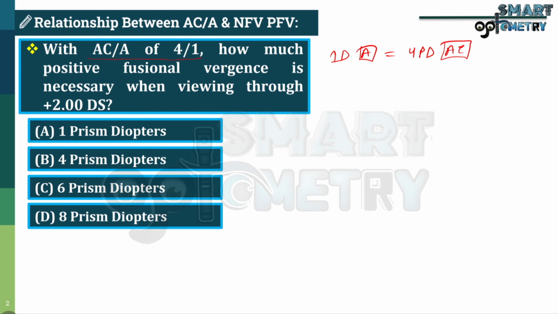Now here they are using a +2 diopter lens. If we give a +2 diopter lens, then it will relax 2 diopters of accommodation. Then how much accommodative convergence will be relaxed? 4 multiplied by 2, or 8 prism diopters of accommodative convergence, will be relaxed due to this +2 diopter lens. Now what is the relationship between this relaxing of 8 prism diopters of accommodative convergence and the positive fusional vergence?